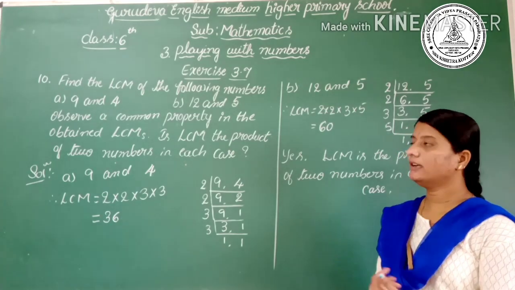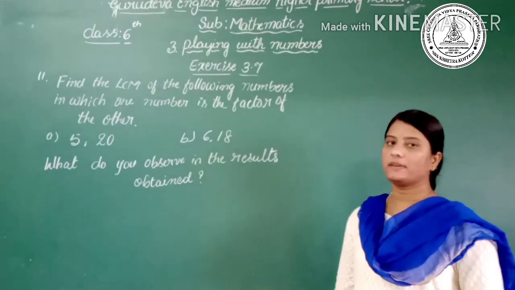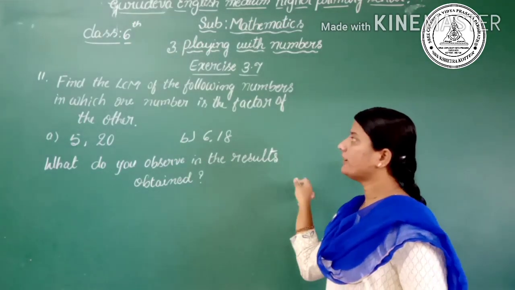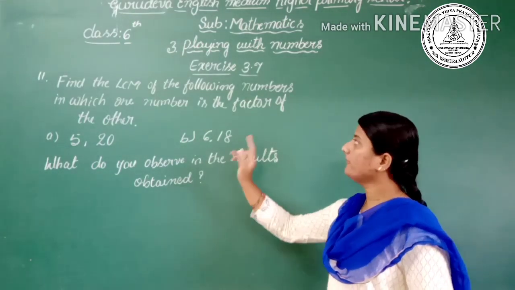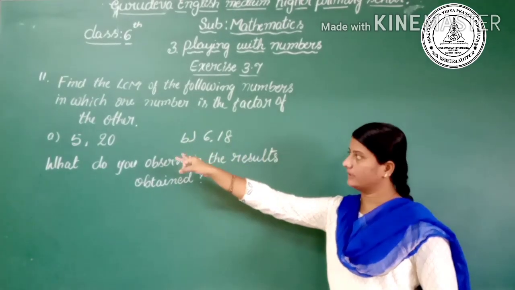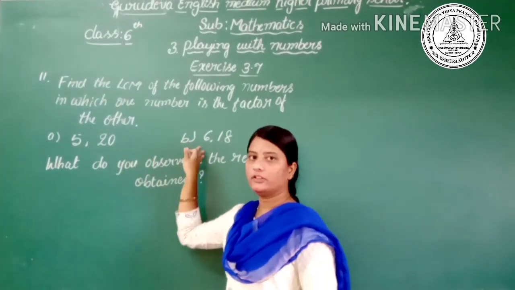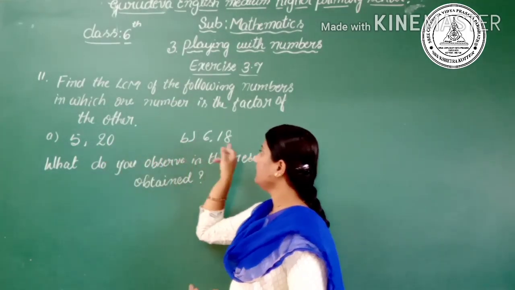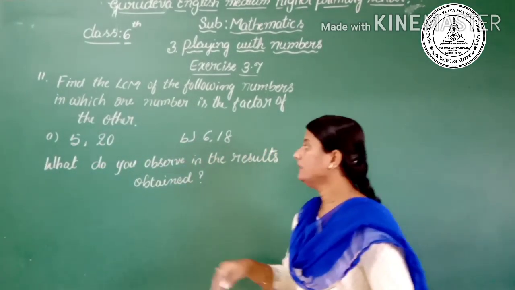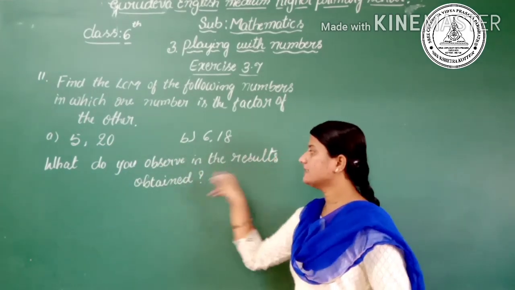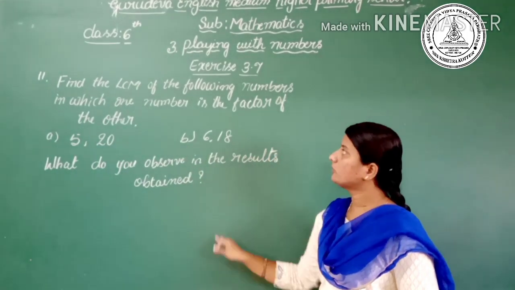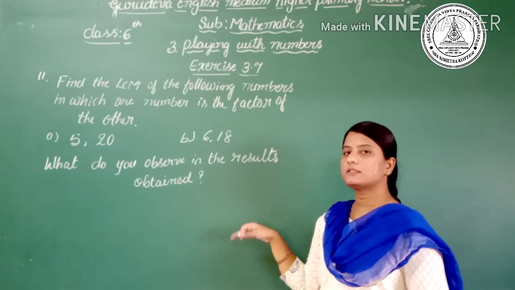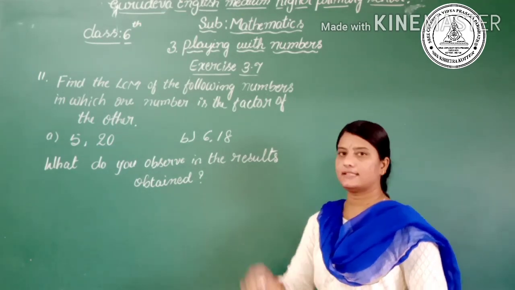Okay. Let's go to the 11th question. The last one is find the LCM of the following numbers in which one number is the factor of other. Here they are given the 4 questions. So I have taken 2. So 5, 20, 6, 80. And what do you observe in the results obtained? Yes. First find out the LCM of the given numbers. Let's write the result.